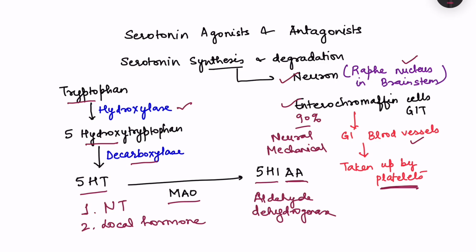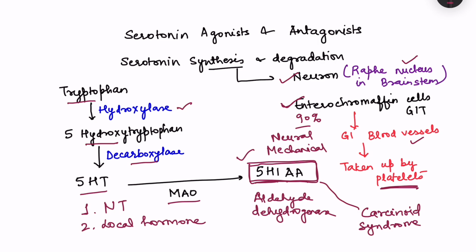Now, this 5-hydroxyindole acetic acid which I talked about, that is the end product of the metabolism of serotonin, is used as a diagnostic test for tumors that synthesize excessive quantities of serotonin. The tumor is basically the carcinoid syndrome. Carcinoid syndrome is basically a tumor of enterochromaffin cells of the GIT. In this, excessive release of serotonin is there, and because of excessive metabolism of this same serotonin, a lot of 5-hydroxyindole acetic acid is produced, which can be measured to know that yes, serotonin levels have increased.